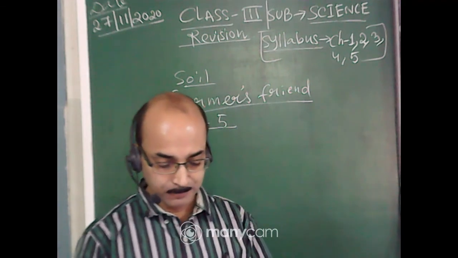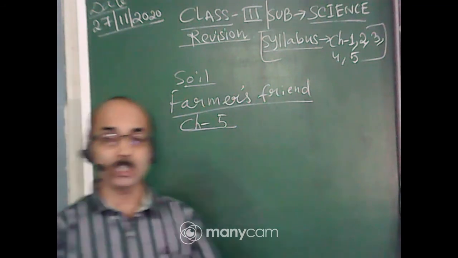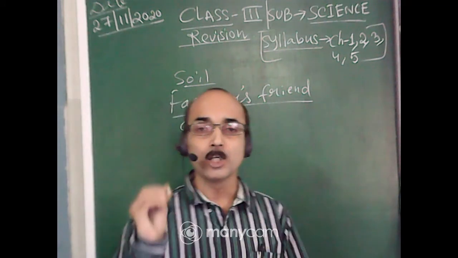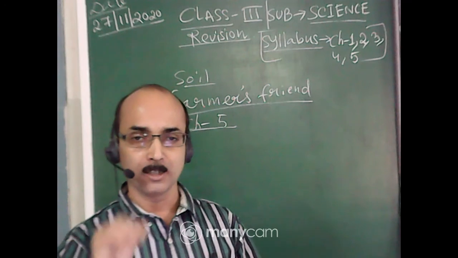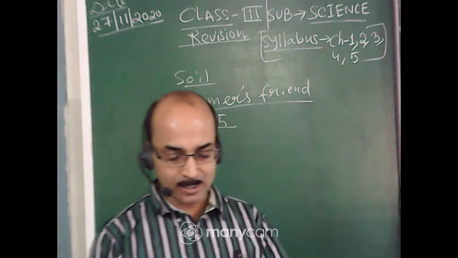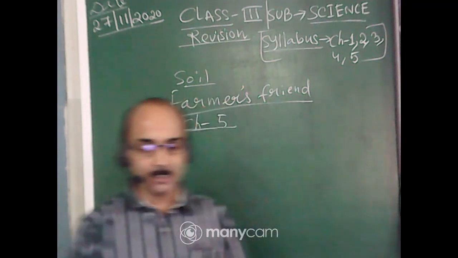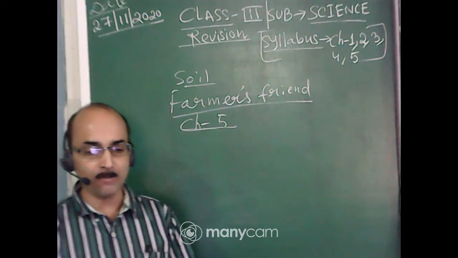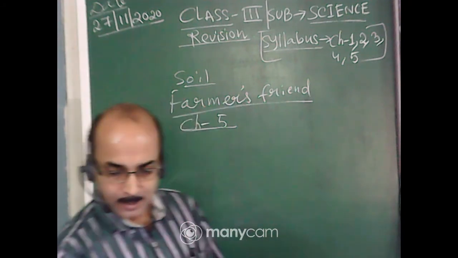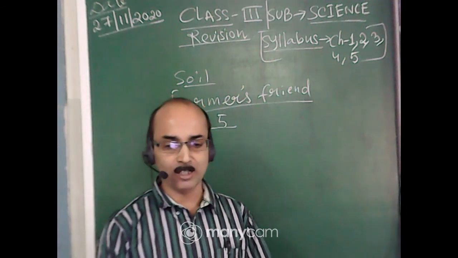So, which of the following do not have sense organs? Suppose I am giving you an MCQ. Which of the following do not have sense organs? Plant, animal, human being. What is the answer? It is plant. Plants do not have sense organs. Yes, very good.